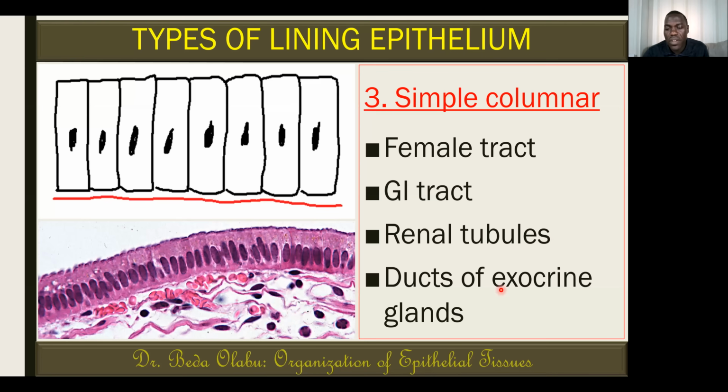The ducts of exocrine glands also display simple columnar epithelium, in as much as they may also display simple cuboidal epithelium. So there are some ducts that will be lined by simple columnar, and some ducts that are lined by simple cuboidal. This is the distribution of simple columnar epithelium.